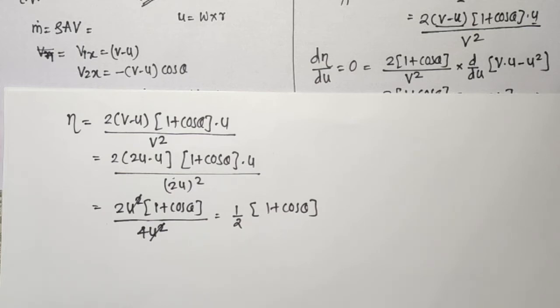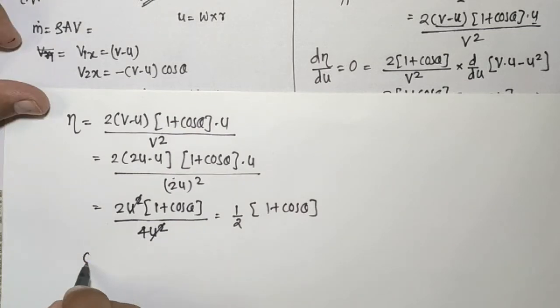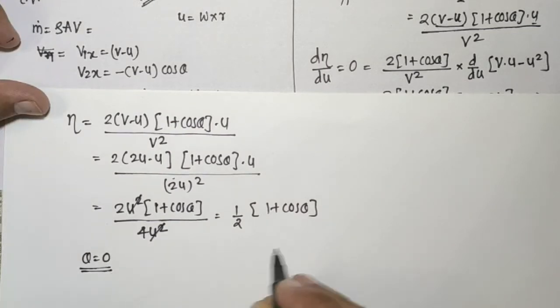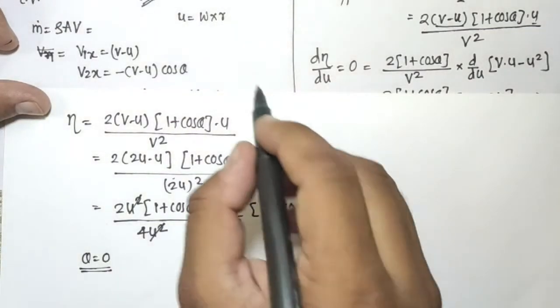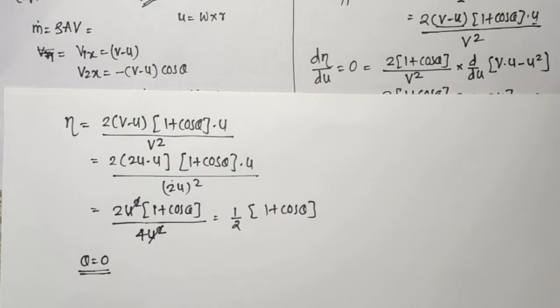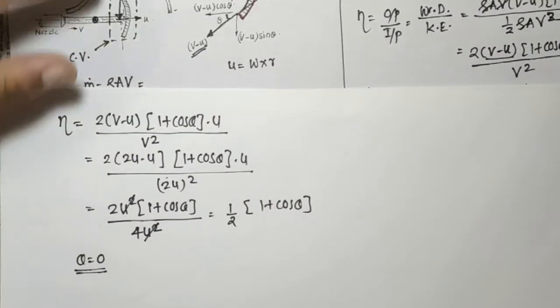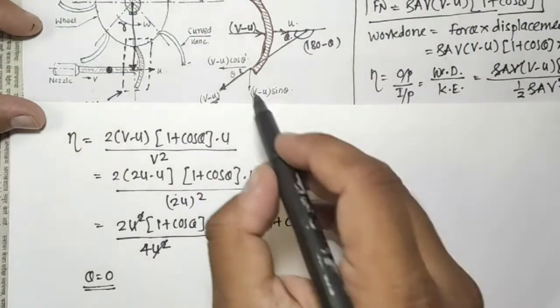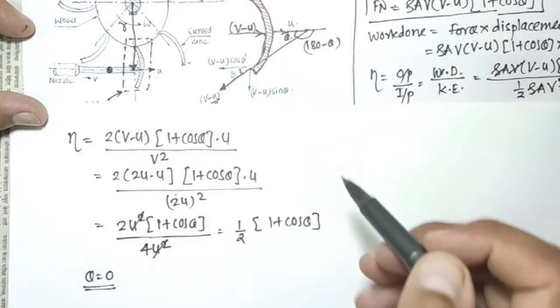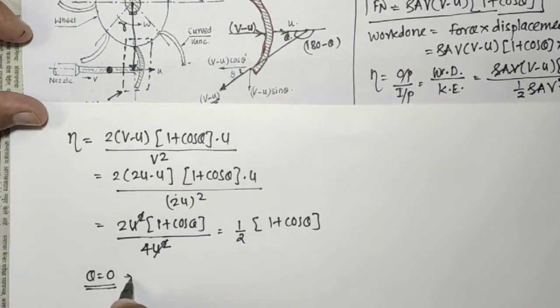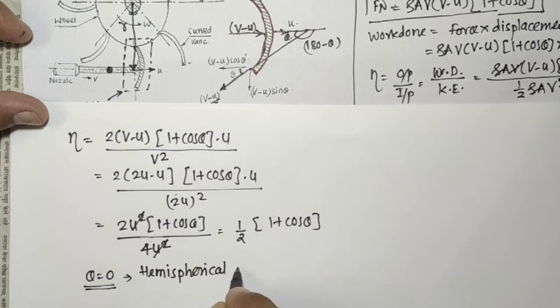symmetrically curved vane. If theta is equal to 0, when does this happen? When we have this curved vane as a kind of hemispherical vane. If this theta becomes 0, it will become a kind of hemispherical vane.